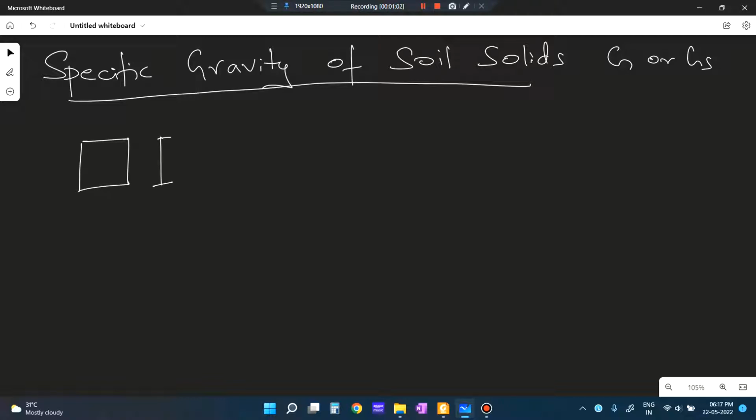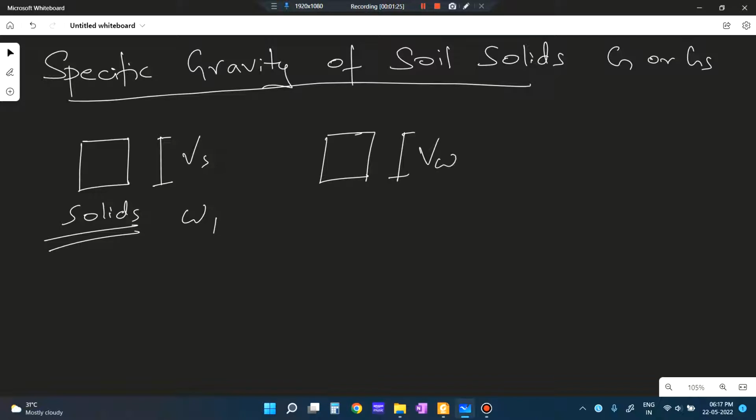suppose you have this volume of soil solid. This one is soil solid, the weight of which is W1. Now you have an equivalent volume of water. This one is Vw, which is also equal to Vs. This one is water, the weight of which is W2. So Gs can be written as W1 by W2.